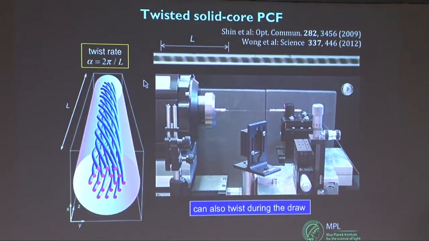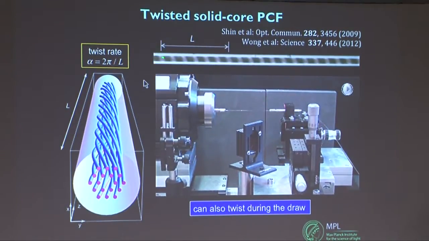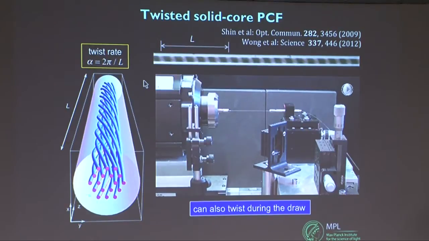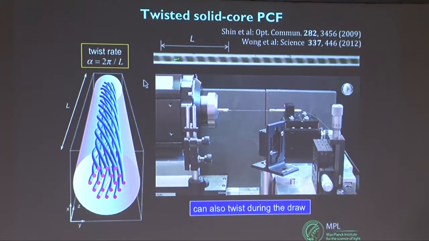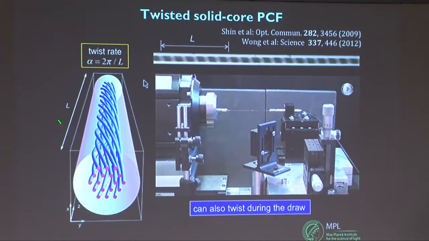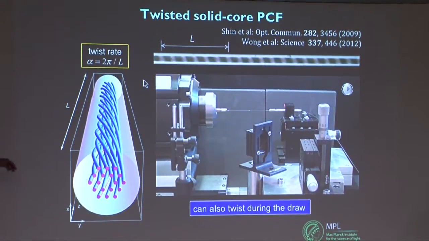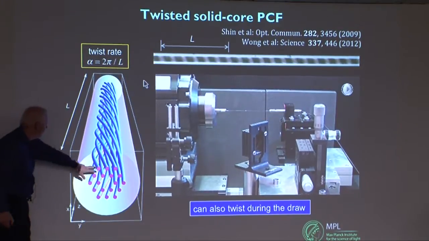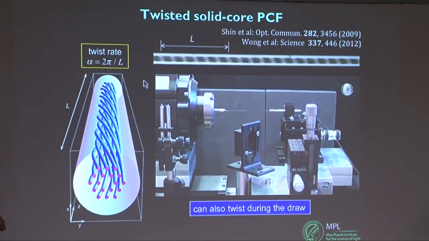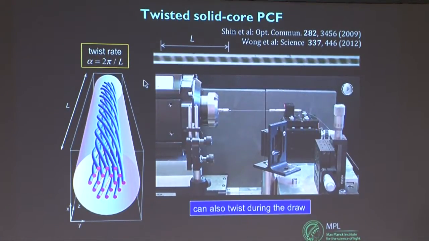After that, if we use a microscope and look through the side, you see a striped pattern. These stripes just correspond to the flat edges of the hexagon. So you can see this is what we're seeing here. Six of these correspond to one twist period. L is the pitch, as we call it, the length over which the channel comes back to its original position.